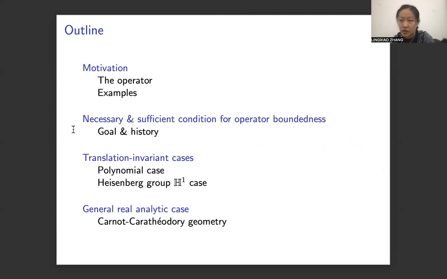And because that condition will be a bit abstract, I would also like to illustrate that condition in the translation-invariant polynomial case and Heisenberg group case. At last, I will talk about the general real analytic case, which uses Carnot-Carathéodory geometry.